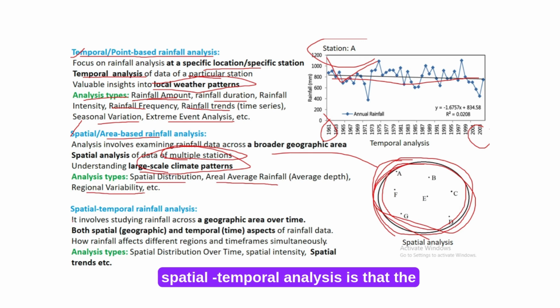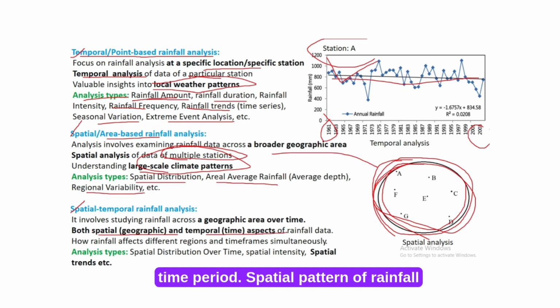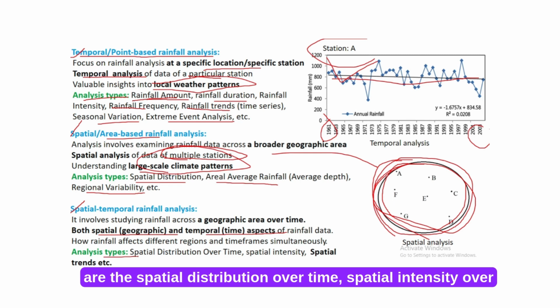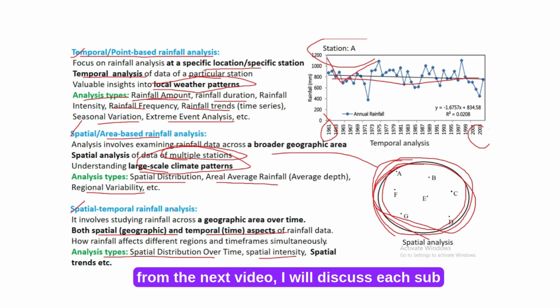And spatial temporal analysis is the combination of spatial and temporal analysis. Here we consider both the spatial or geographic and the temporal aspects of rainfall. So here we analyze the spatial distribution of rainfall and the spatial pattern of rainfall over a time period. And here also there are subtypes: spatial distribution over time, spatial intensity over time, and spatial trends. And from the next video, I will discuss each subtype of rainfall analysis one by one.